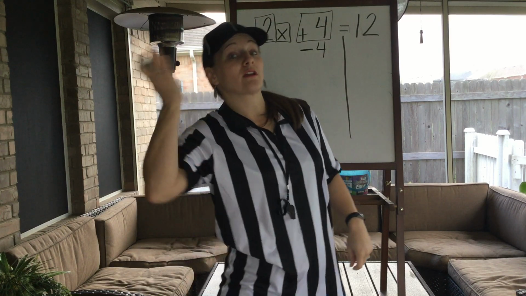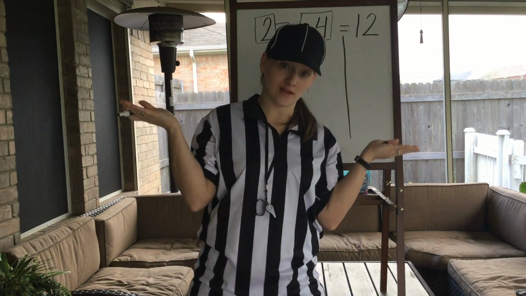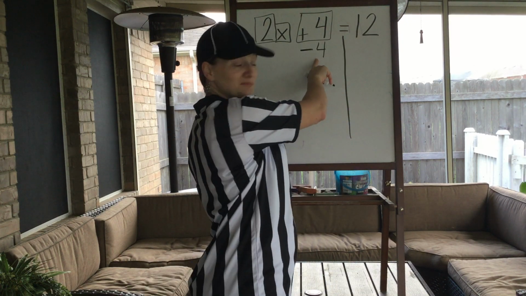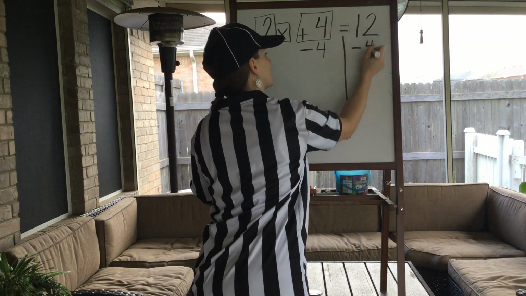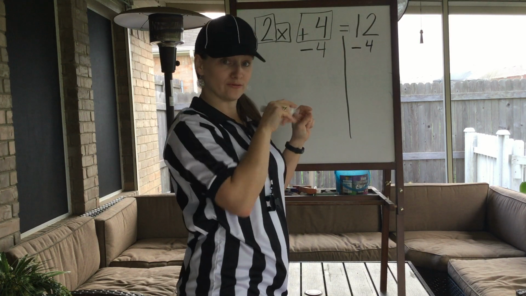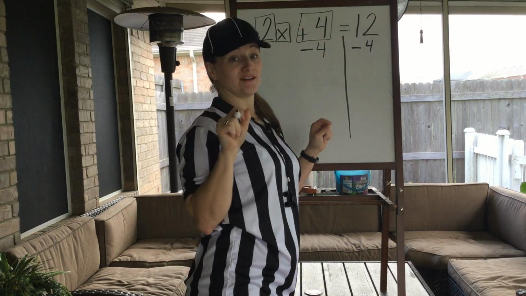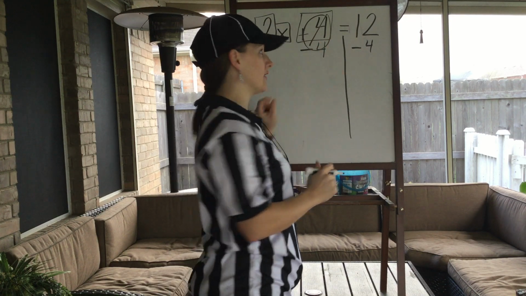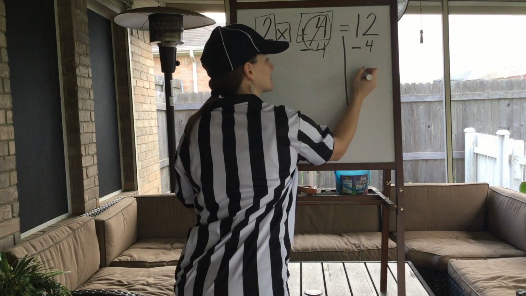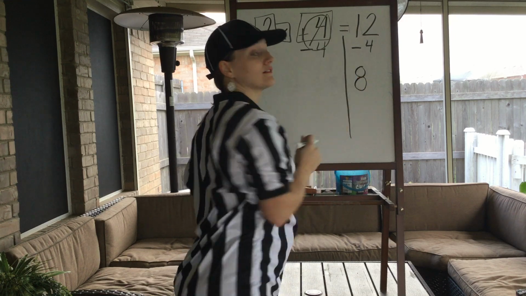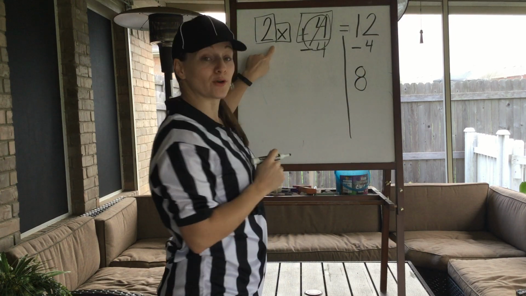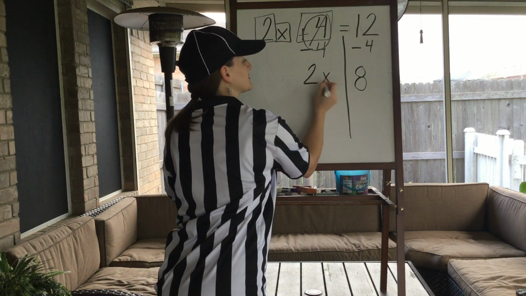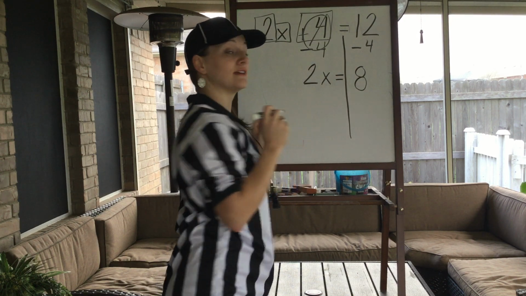And remember, whatever you do to one side, you have to do the other, because it must stay equal. So whatever we do here, we're going to do to this side over here. Now, positive 4 minus 4 gives you 0. So now that side, that 4 is gone. 12 minus 4 is going to be 8. So we're going to go ahead and write that right there. We're going to bring down what's left. 2 times x equals 8.